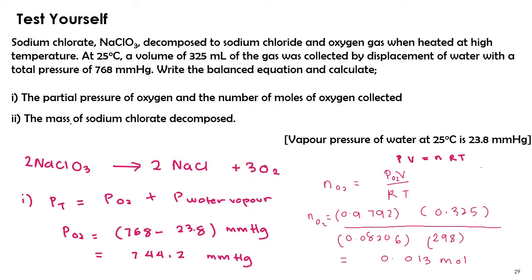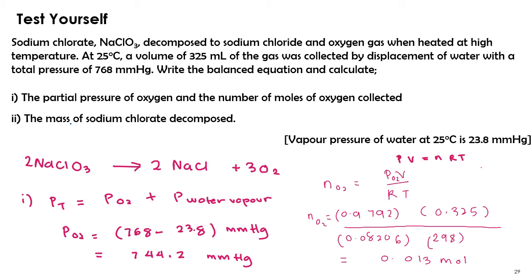For the next question, sodium chlorate decomposes to sodium chloride and oxygen gas when heated at high temperature. At 25 degrees Celsius, a volume of 325 ml of the gas was collected by the water displacement method, and the total pressure is 768 mm mercury. Write the balanced equation and calculate the partial pressure of oxygen gas and the number of moles of oxygen collected.